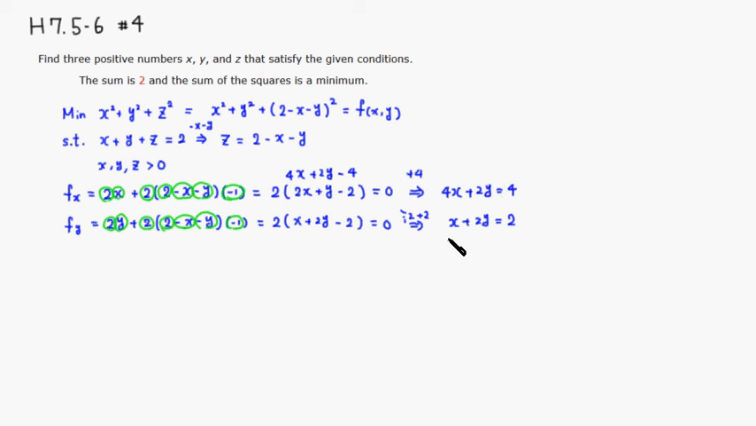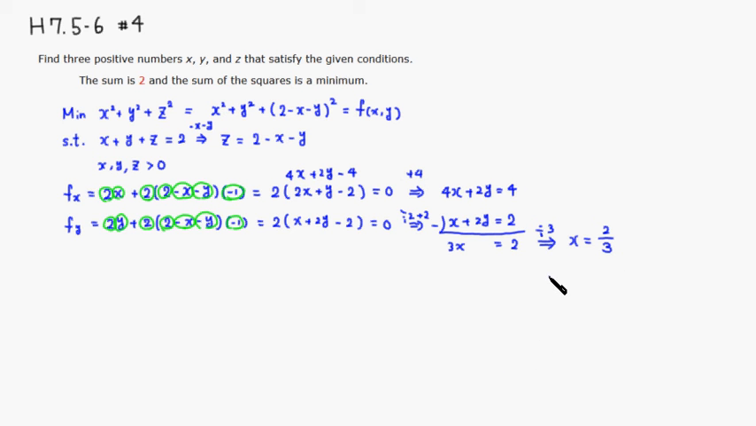Right? Then we can just subtract the bottom equation from the top equation. So 4x minus x would be 3x. And 2y minus 2y is 0. And 4 minus 2 is 2. Right? So this will give us, by divide through by 3, we get x equals 2/3. Right? So x equals 2/3.